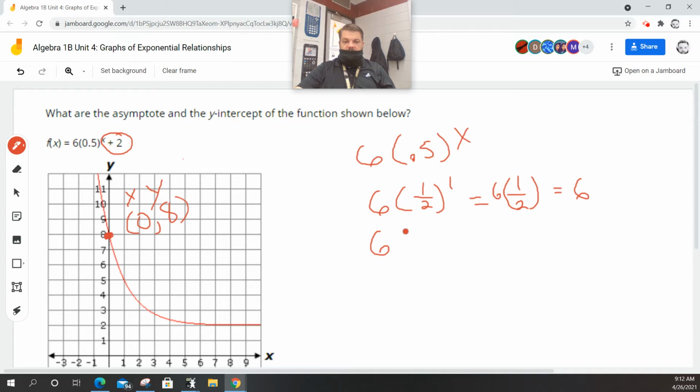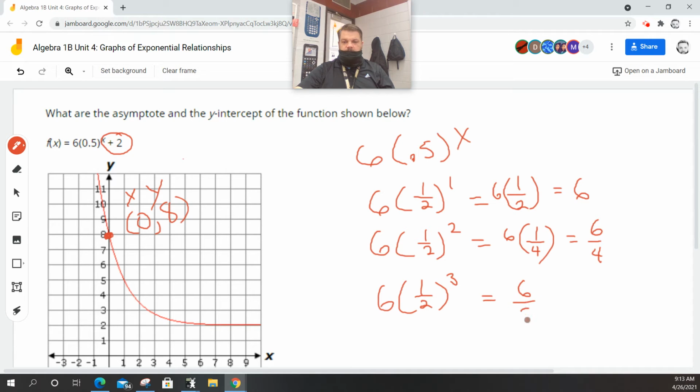But if I say 1/2 squared, then that becomes 6 times 1/4, which would be 6 over 4. But if I do 1/2 to the third, then it's 6 over 8, which reduces down to 3/4. And this one will reduce down to 3/2.